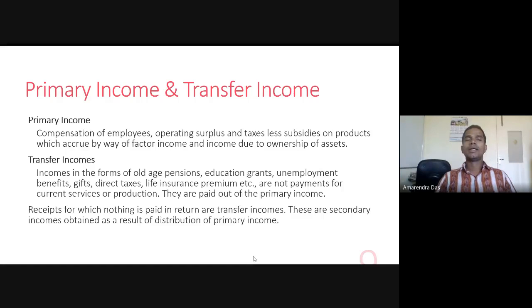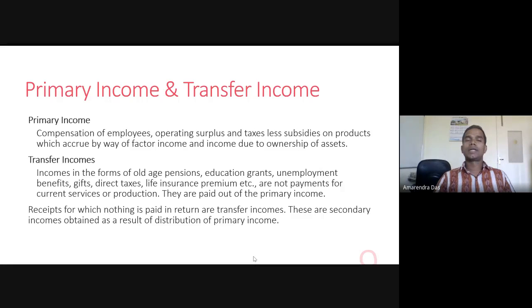But on the other hand, for transfer incomes, you are basically not working anything. You are getting some benefit or financial assistance by somebody else. So it is basically the income in the form of old age pensions, grants for education, unemployment allowance, then gifts, all the direct taxes, and life insurance premium. These are not payments for current services or production. They are paid out of the primary income.